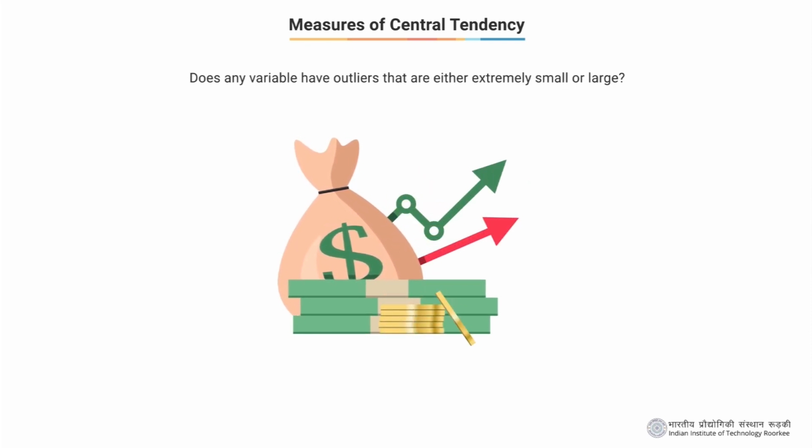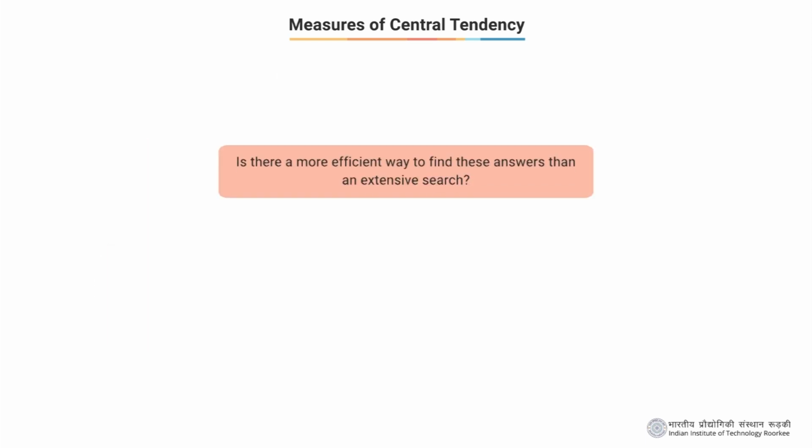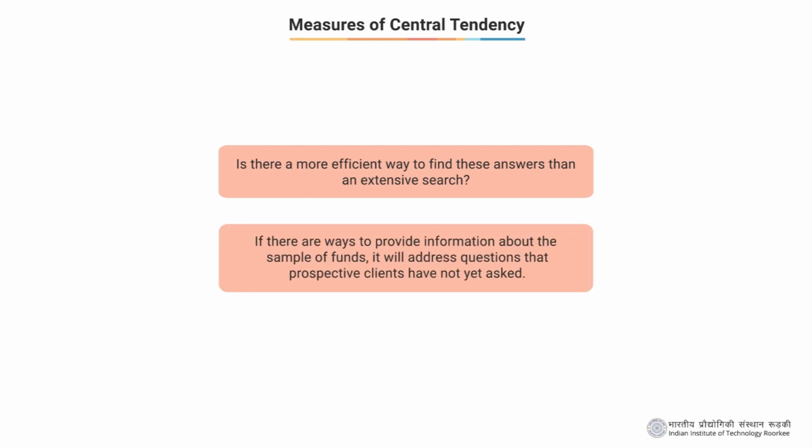Are all the values relatively similar? And does any variable have outliers, values that are either extremely small or extremely large? While doing a complete search of the funds data would lead to answers to the preceding questions, you wonder if there are better ways than extensive searching to uncover those answers. You also wonder if there are other ways of being more descriptive about the sample of funds, providing answers to questions not yet raised by prospective clients.